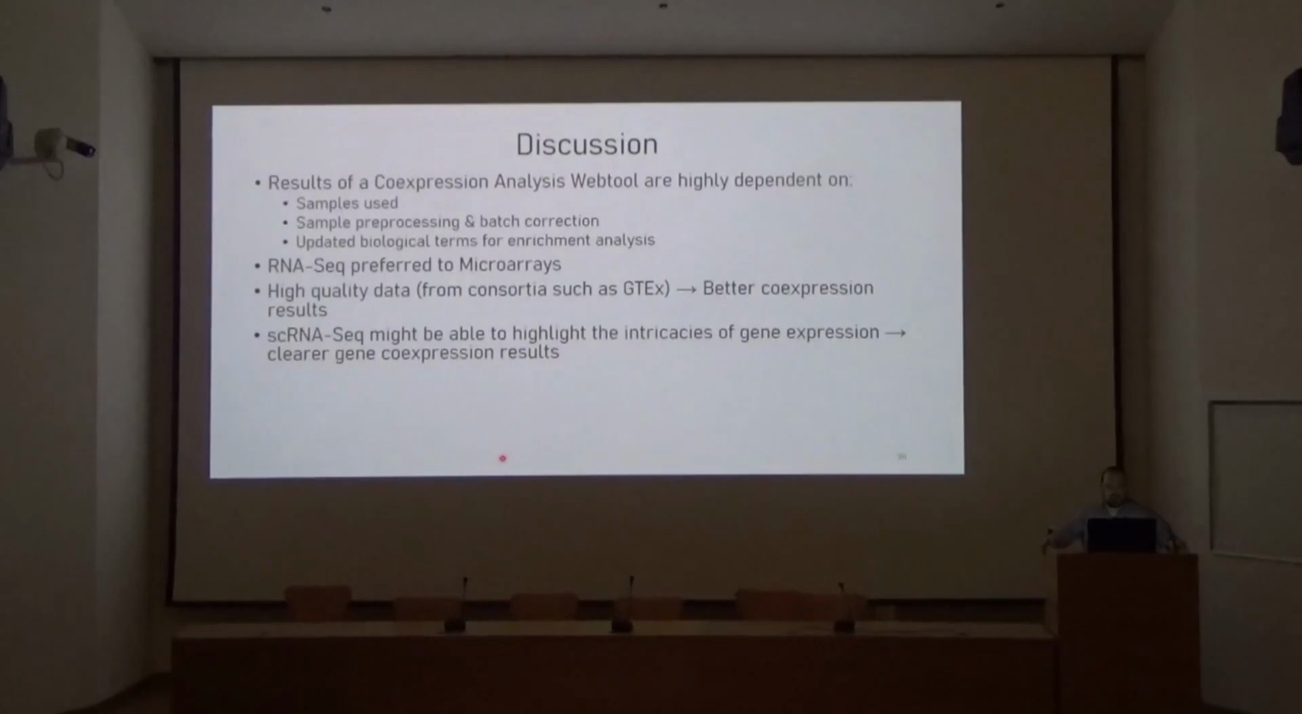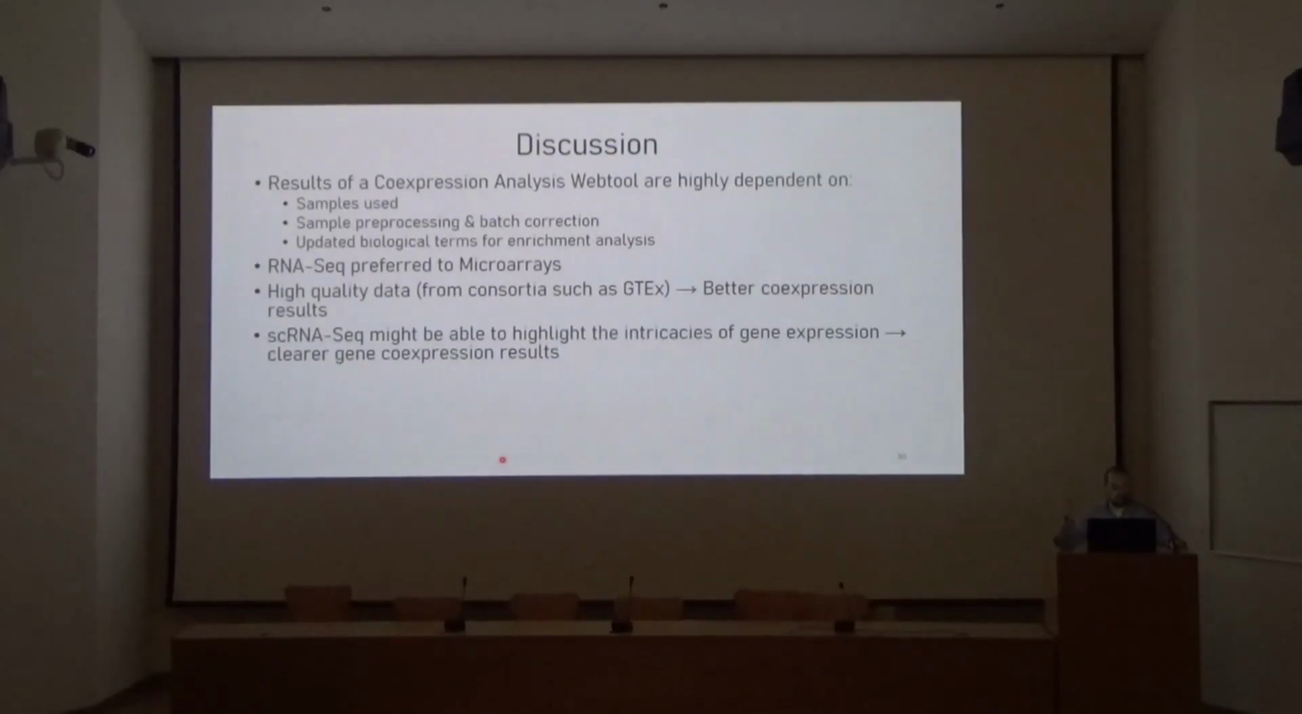Also, high-quality data from consortia such as GTEx, that we use here in this case, seem to produce better co-expression results. That's not only because we do not have to consider batch correction since it all comes from the same study, but also it seems to be the case that we tested GeneFriends in GTEx and GeneFriends in SRA version containing multiple samples from different studies, and the GeneFriends GTEx version performed better.